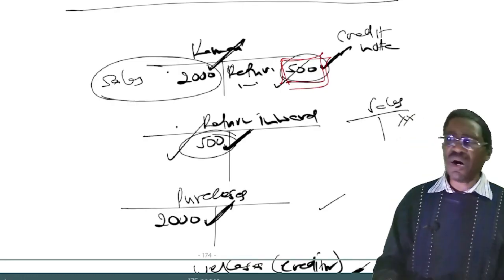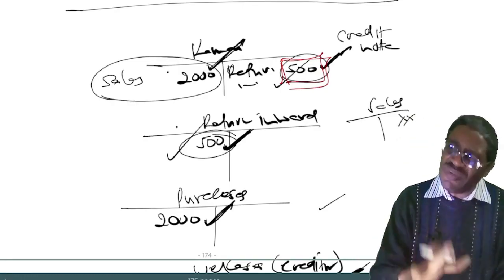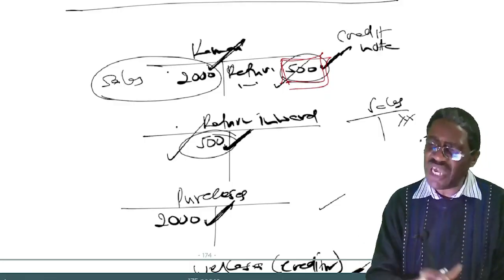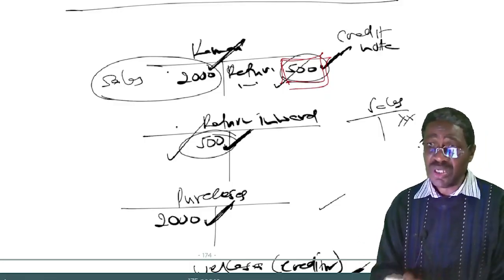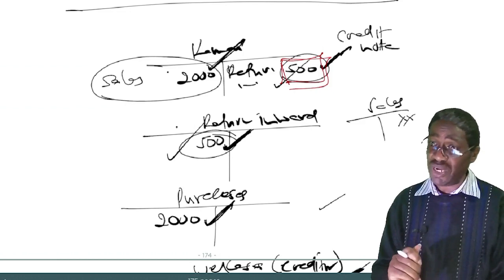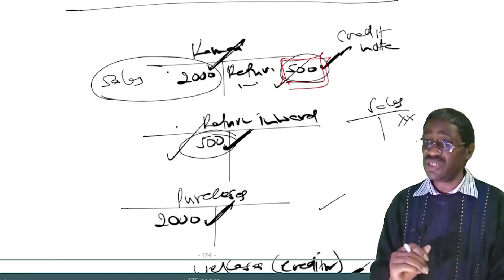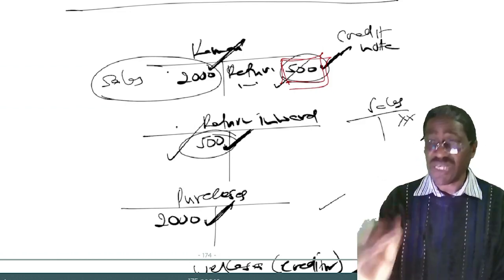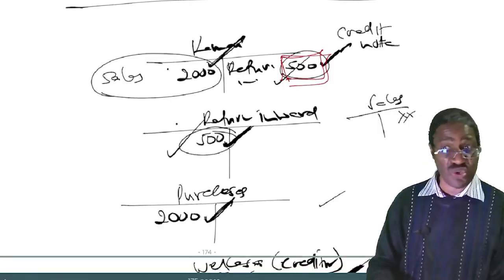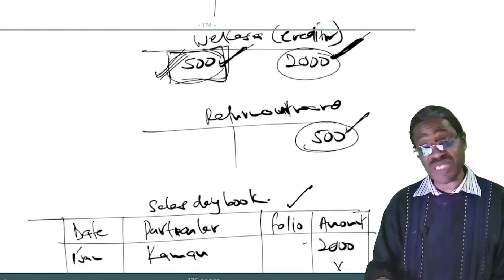But now, we don't credit the sales account every time you sell. No. But for the account of Kamau, you must enter. The account of Koril, you must enter, maybe sold to him. You must enter the account of Wekesa if you sold to him. So for the individual accounts, you must enter.